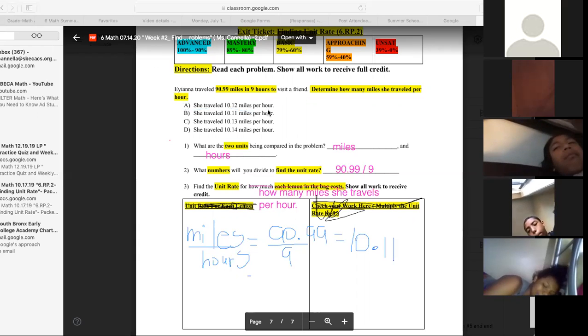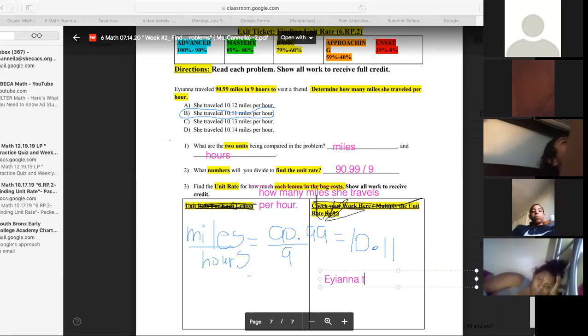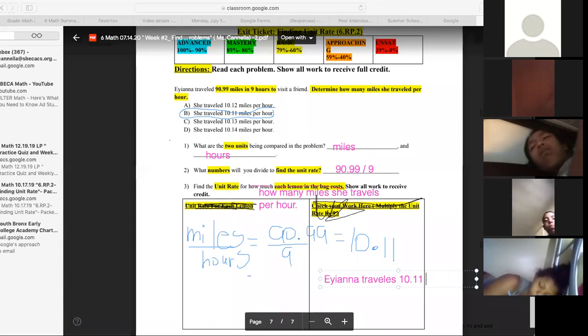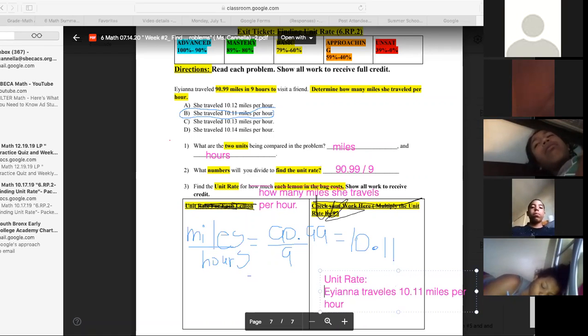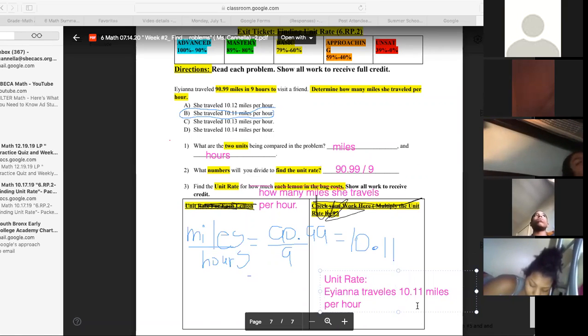So everyone should be circling B as in boy on their paper with this work shown. Okay, so now I'm going to put one more text box here. What was the girl's name in here? Iana. So we're going to write Iana travels 10.11 miles per hour. We're going to write in front of here the word unit rate. So her unit rate is that she travels 10.11 miles per hour, each hour, every hour.